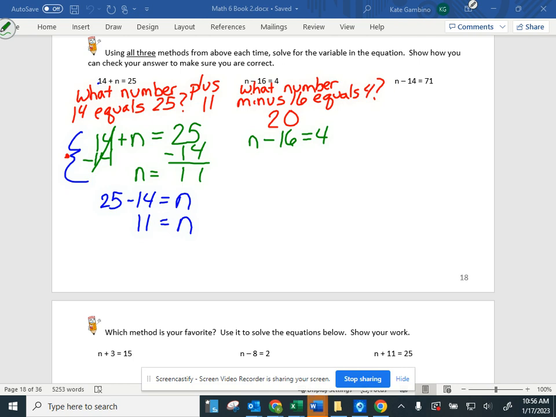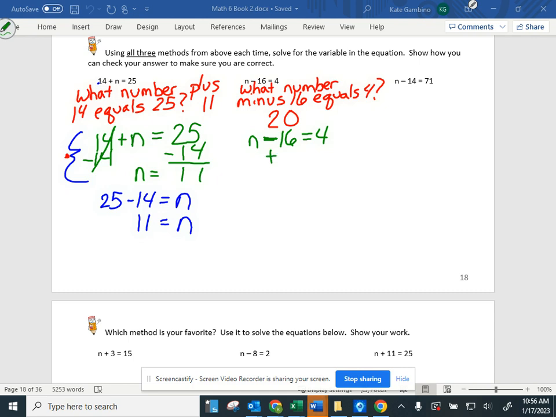How would I solve this? James? Remember, opposite operations. So what operation am I going to do the opposite of, if I want n by itself? It's minus 16 right now. What is the opposite operation? What's opposite of subtracting? Adding. So I'm going to add.